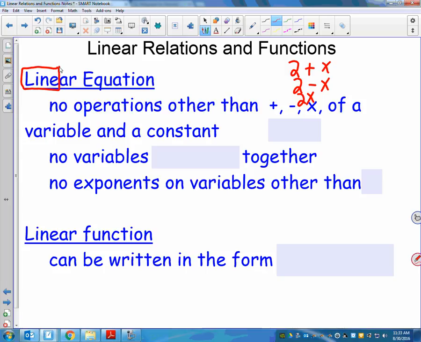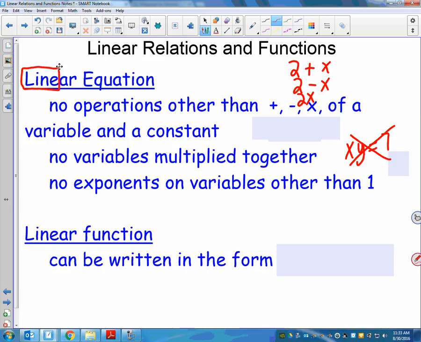What else makes a linear function? You cannot multiply letters together, like x times y equals 7. That is not a linear function. And the other thing you cannot have in a linear function is any exponent on a letter other than 1. That's the big thing. In Algebra 1, you really only learned about two equations for the most part: linear and quadratic. The big difference is one has an exponent of 1 and one has an exponent of 2.